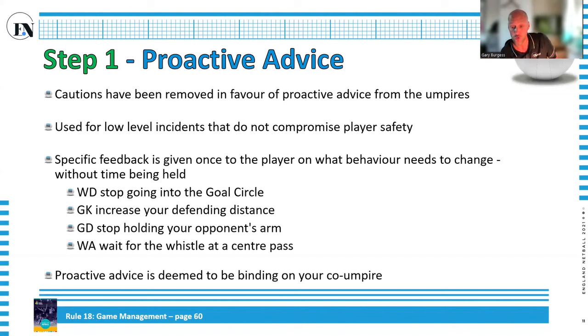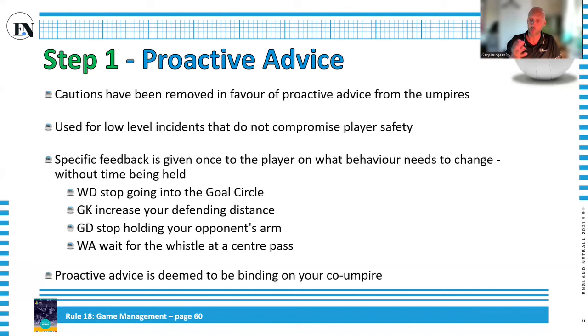Now, you do not hold time for proactive advice, okay? But I'll give you a little tip at the end of this if you're not sure that the connection's been made, okay? But some of the examples on the screen, if a player keeps going offside into the goal circle, okay, you can penalise them for going offside. That's all part of effective umpiring. But if you've got to the point where you feel you need support and to make it more obvious and clear to that player, you can give them proactive advice. Wing defence, stop going into the goal circle.